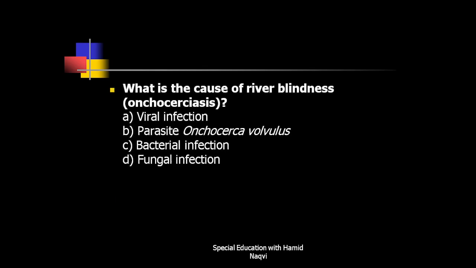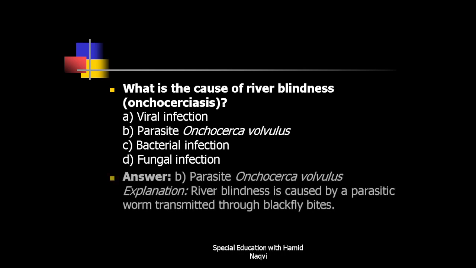Next is what is the cause of river blindness? Viral infection, parasite, bacterial infection, or fungal infection? Answer is parasite, and river blindness is caused by a parasitic worm transmitted through black fly bites.